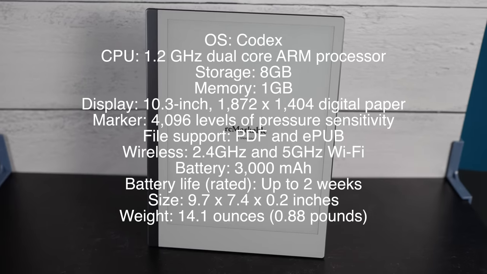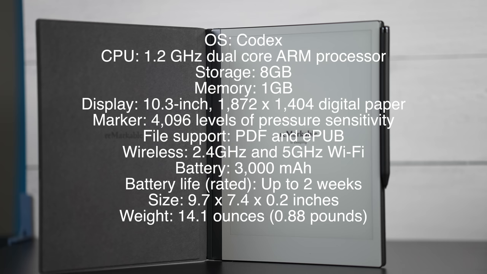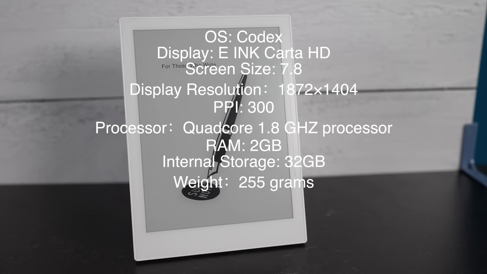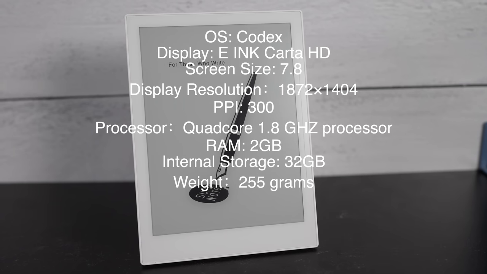Let's ring that bell. All right, in this corner, we have the reMarkable 2 coming in at 14.1 ounces, one of the thinnest tablets in the market at 9.7 by 7.4 inches by 0.2 inches. It has a 1.2 gigahertz dual core ARM processor, 8 gigabytes of storage, 1 gigabyte of memory. It's 10.3 inches and 1,872 by 1,404 digital paper.